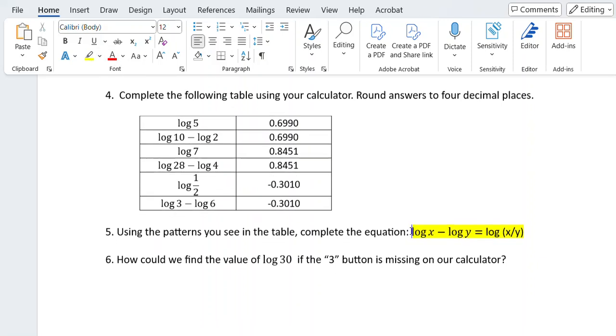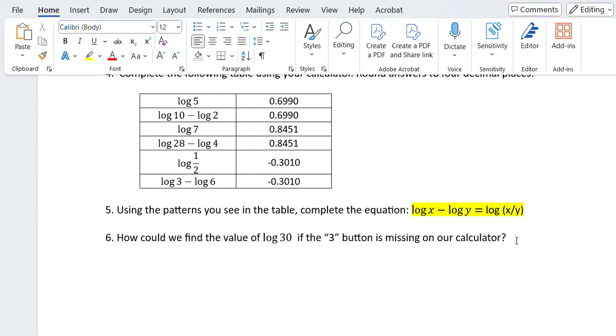How could we find the value of log 30 if the 3 button is missing on our calculator using these properties? So what I need is two numbers that when I divide them, it equals 30. So we could do log 60 minus log of 2. We could do log 120 minus log of 4. There's lots of possibilities as long as the two numbers divide to equal 30 and we aren't using the digit of 3.